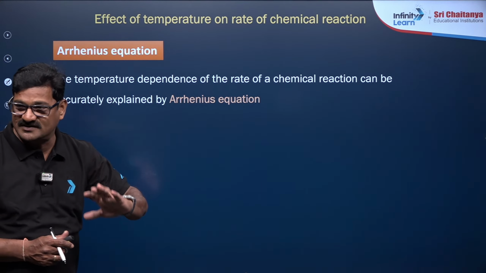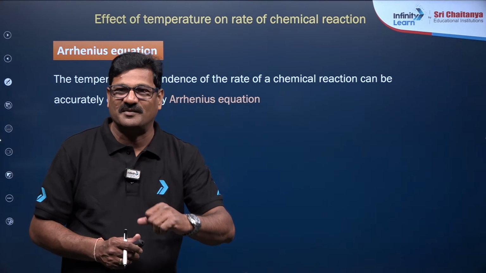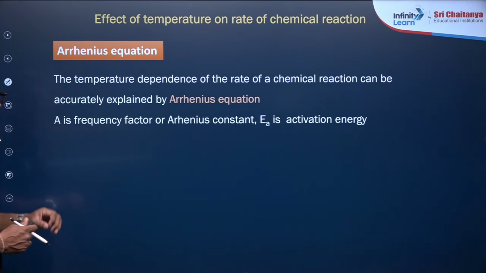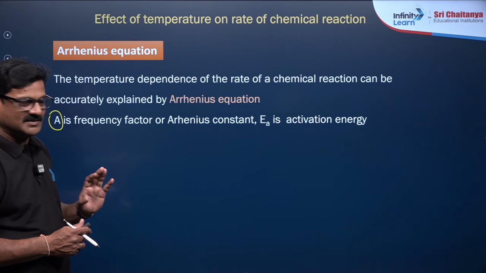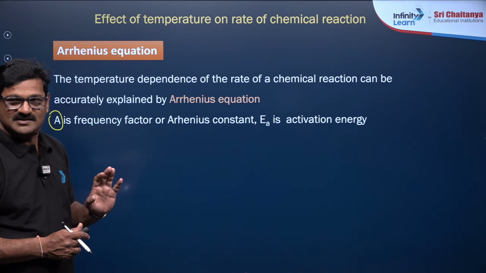You don't have to derive this because you are going to write multiple-choice questions. Here, A is the frequency factor or Arrhenius constant. What is the frequency factor?